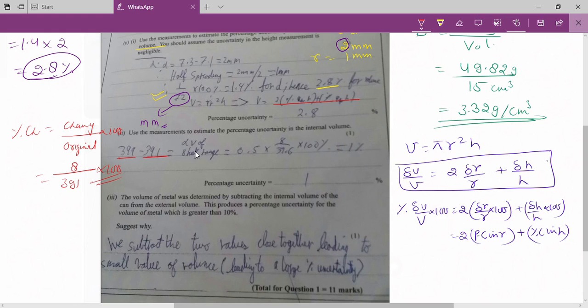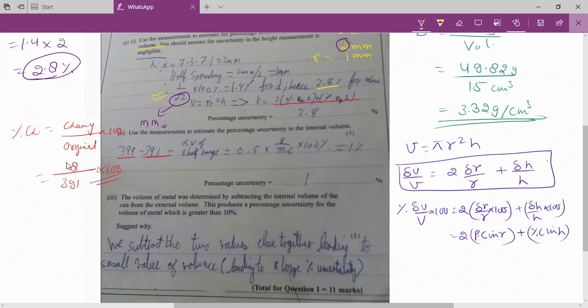So the next part is to use the measurements to estimate the percentage uncertainty. We've already done that mainly. We just have to do 399 minus 391 to find half of the range, and then we just do that. This one I think is okay. And then we subtract the close values, leading to values of that.